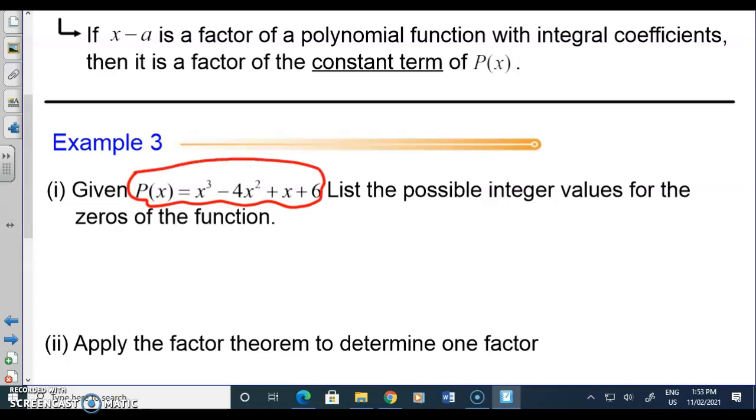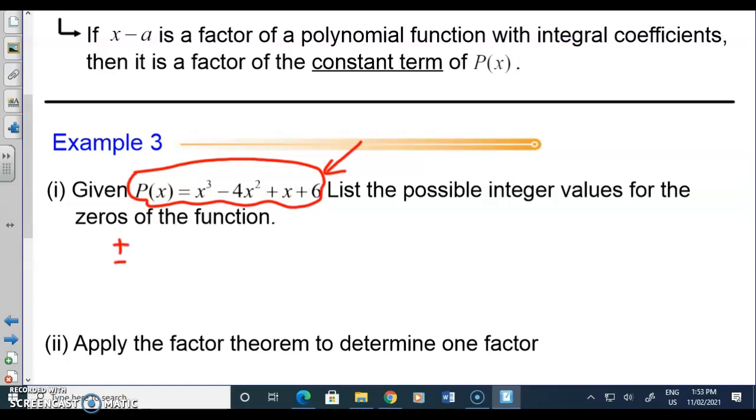Is there a way that we can look at this cubic and say, oh, I know some possible factors that this could have? And stressing the word possible. So we have to have a starting point. When we want to find some possible factors, we look at the constant term, which is the term without a variable. In this case, it's 6. And I look at, okay, what are some possible factors of 6?